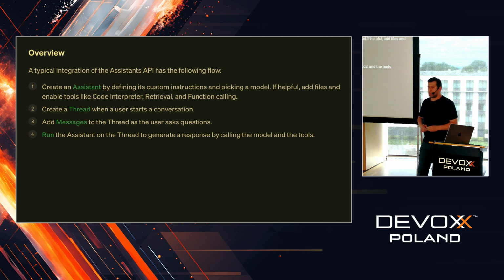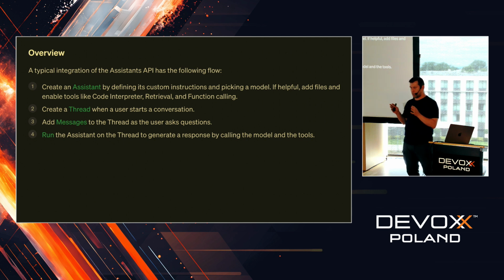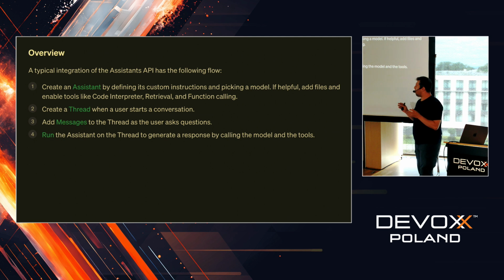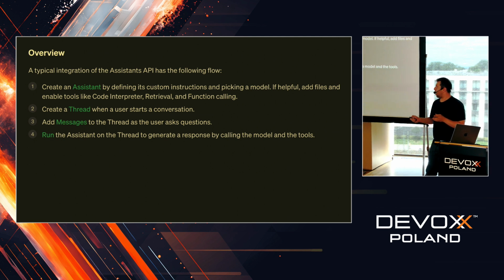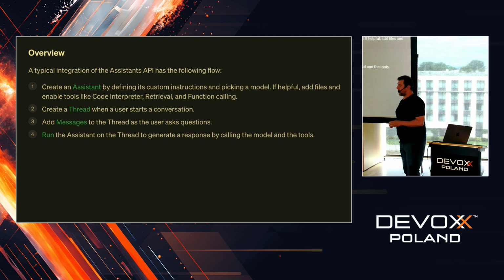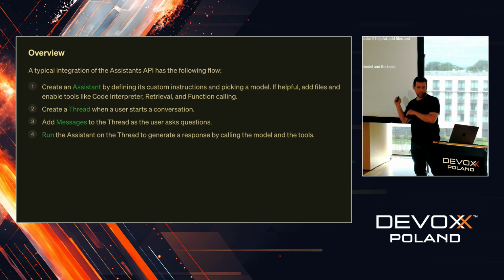The second step is to create a thread, and inside the thread we are gathering information. To be more specific, messages are kept inside the thread. So we have a thread, like in a chat. Then we are going to add messages from, for example, the user, a couple of messages or only one message. And then we need to run our assistant to process this thread.